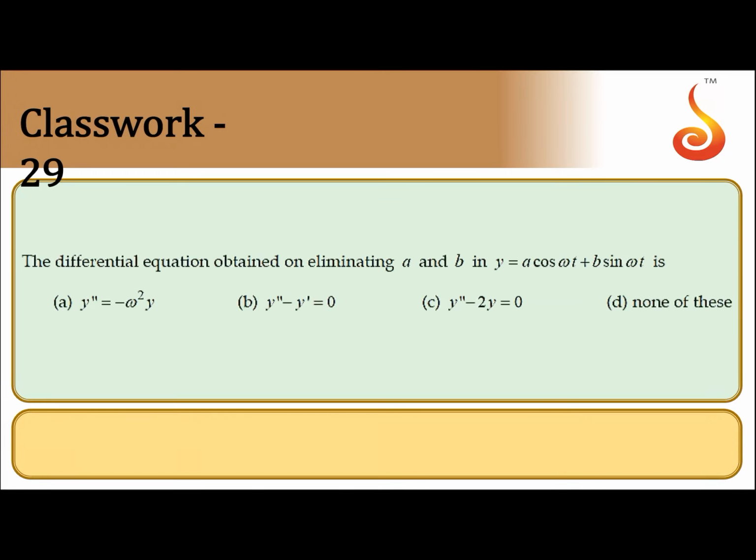Next, 29th. The differential equation obtained by eliminating a, b in the equation y is equal to a cos omega t plus b sin omega t. Yes, differentiate twice, you'll be getting the required answer y double dash. y is equal to a cos omega t plus b sin omega t.